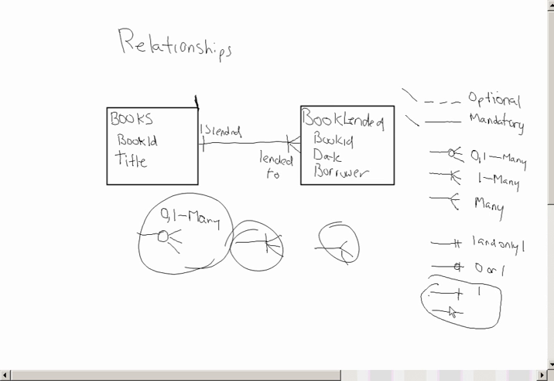Now, the most technically accurate way of doing this is to have the bar through it. Many times you'll see entity relationship diagrams where they don't put the bar through it, so whenever you see a straight line, we can assume 1.